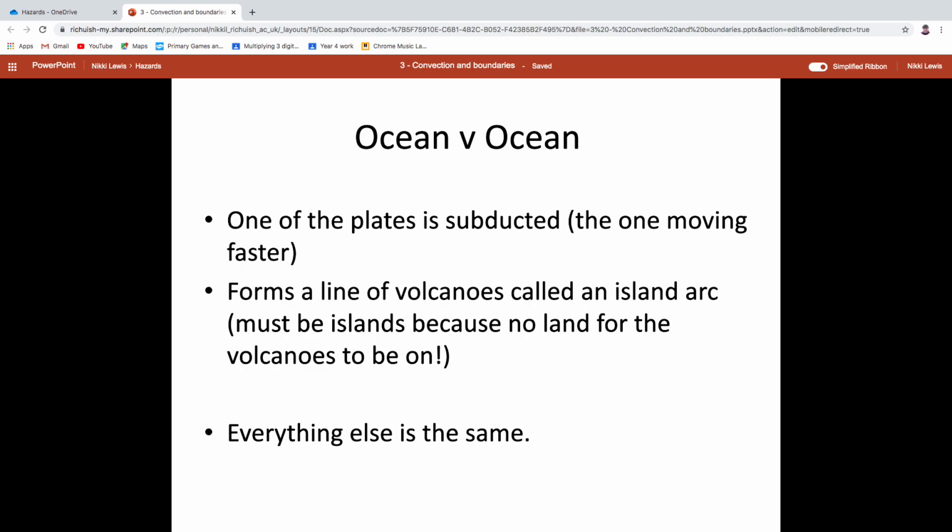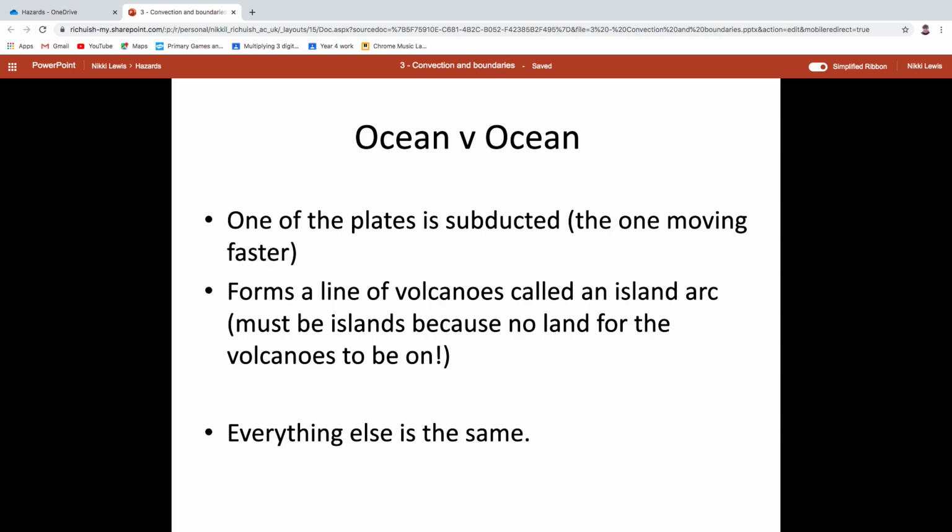If you've got two plates of equal density, how do they decide which one gets subducted and which one doesn't? Well, apparently, according to much cleverer people than me, research shows that the one that's moving faster is the one that gets subducted. So you do not need to remember that. I just thought you might be interested. The second bullet point is the absolutely crucial one.